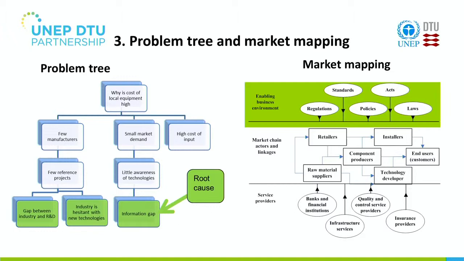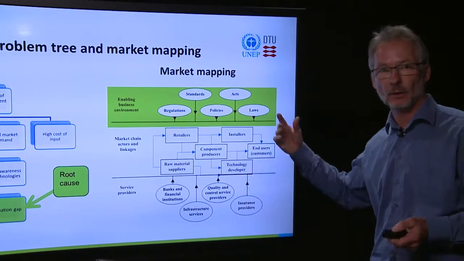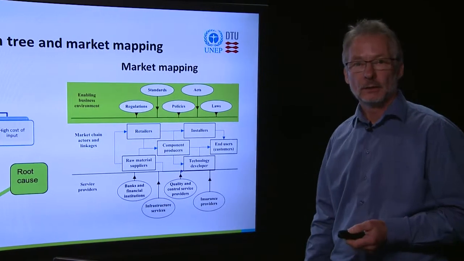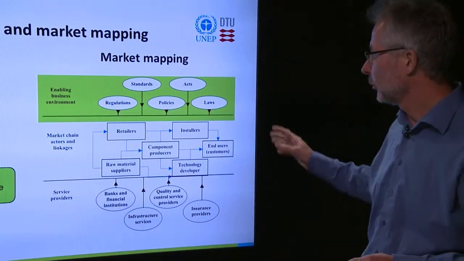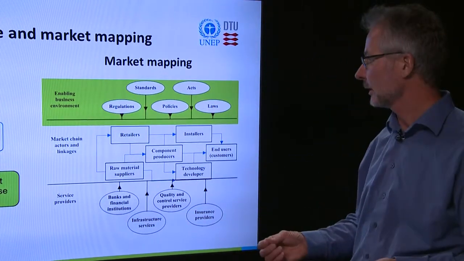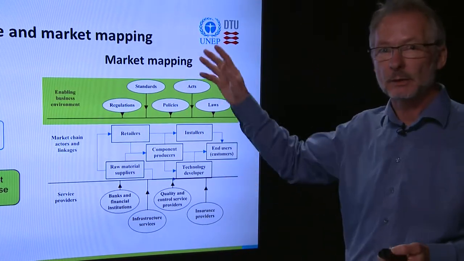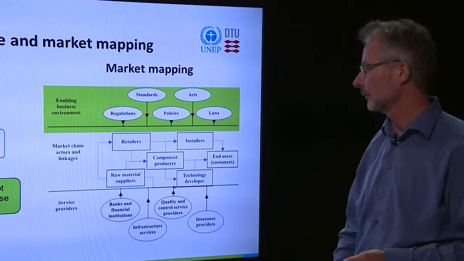It consists of broad things such as norms and values in society, and more specific things such as regulations, policies, laws, and acts. The benefit of using the market mapping approach is that it shows all the elements which are necessary for a market or a value chain to function, and it will open the eyes for the group doing this exercise that barriers and bottlenecks can be found at many different places in this system.